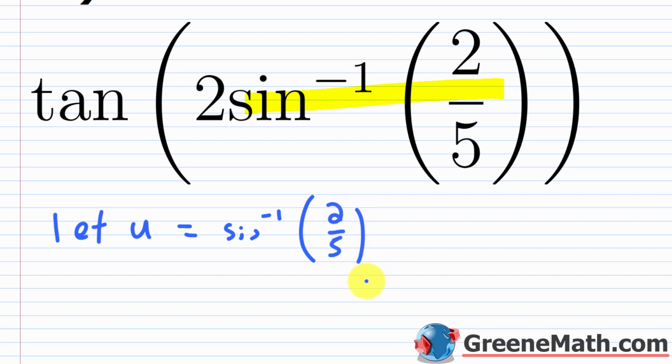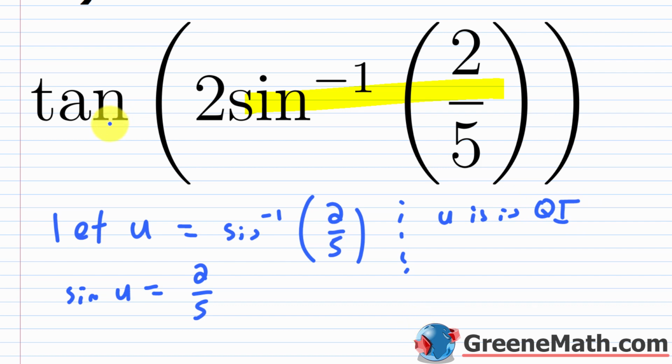And again, that tells me that I'm going to have the sine of u is equal to 2/5. And u is going to be in quadrant 1 because this guy is positive. Again, if you have a positive argument for your inverse sine function, you're getting something back in quadrant 1. So let me just write here that u is in quadrant 1.